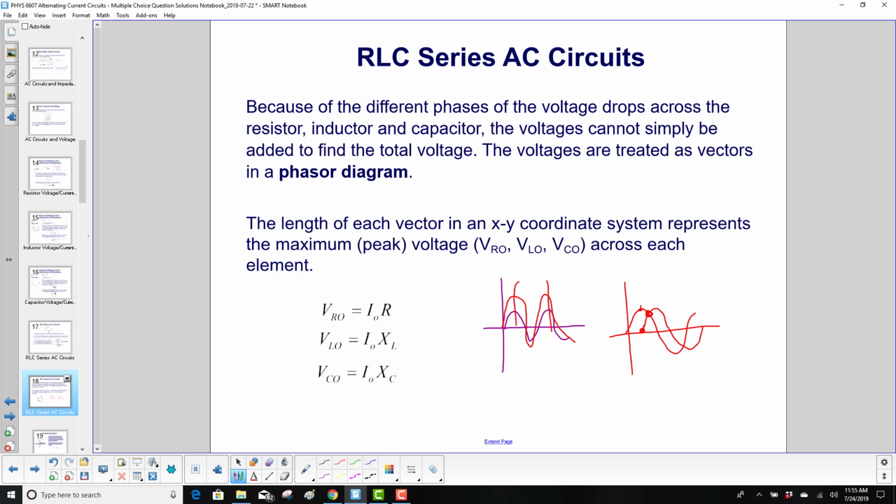So what we need, we have to add them as what? As vectors. And they call that a phasor diagram, like Star Trek. The length of each vector in an XY coordinate system will represent the maximum peak voltage across each element. So the maximum voltage across the resistor will be I0R. Maximum across the inductor will be I0XL. Right? This is the reactance, inductive reactance. And the capacitor will be I0XC, where XC is the capacitive reactance.